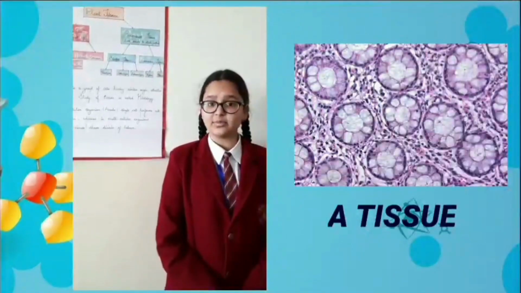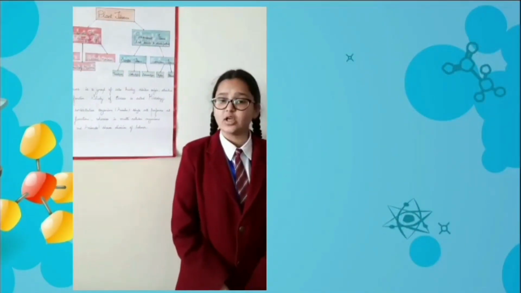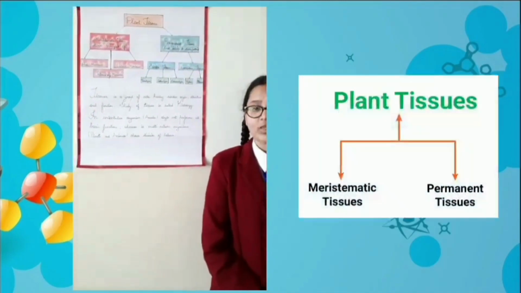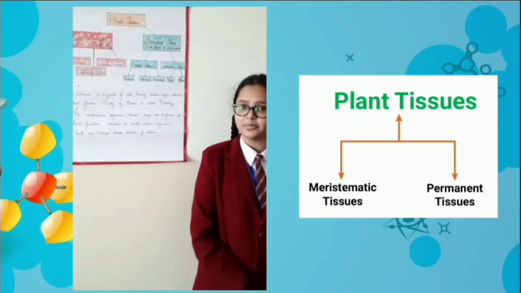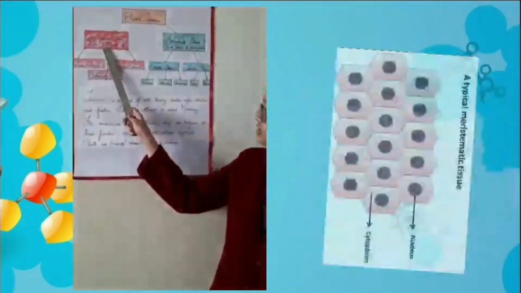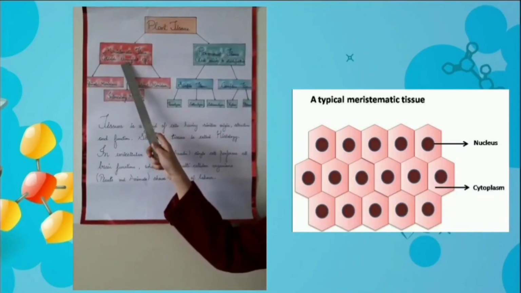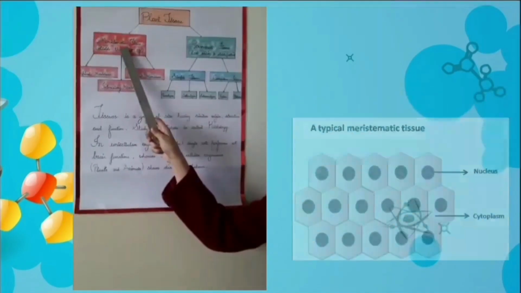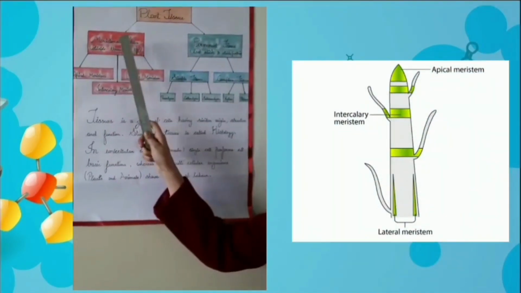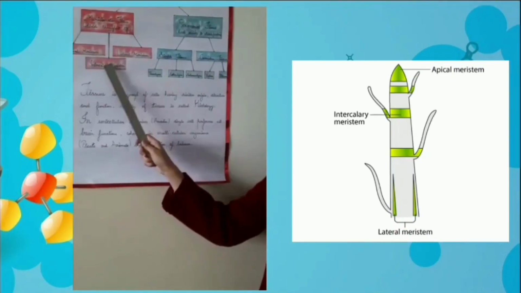of cells having similar origin, structure and function. They are of two types, plant tissue and animal tissue. The plant tissues. They are of two types, meristematic tissue and permanent tissue. The meristematic tissue. They are formed of actively dividing young cells. They are responsible for the growth of plant. They are on the growing tips of the plants. They are of three types, apical meristem, lateral meristem and intercalary meristem.